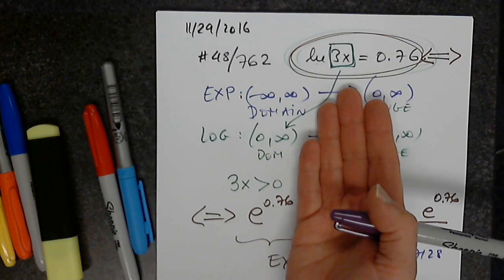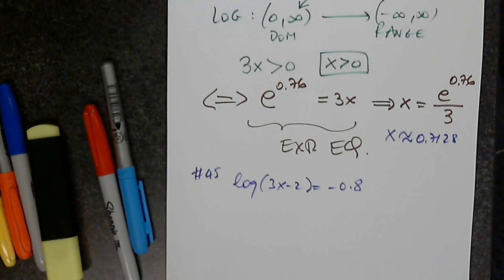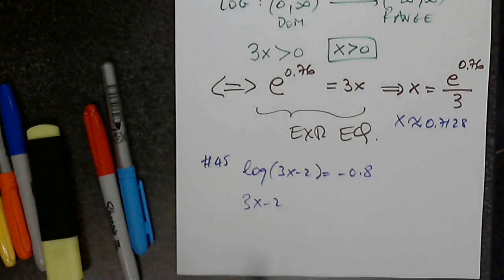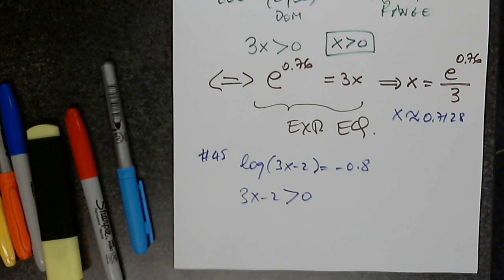Here, natural log was applied to 3x. So now it's log minus 2. What is it applied to here? It's the expression 3x minus 2. Therefore, 3x minus 2 must be greater than 0. Excellent. That's the restriction I have to state.